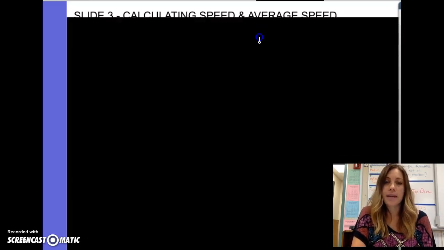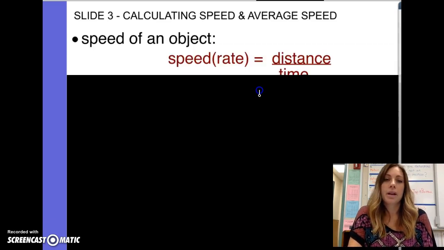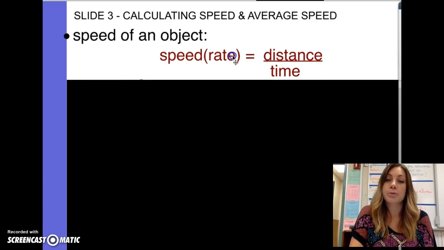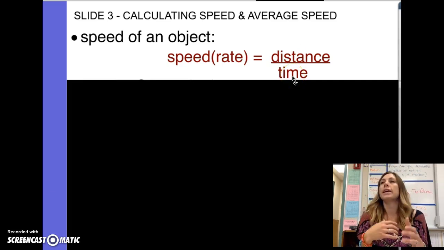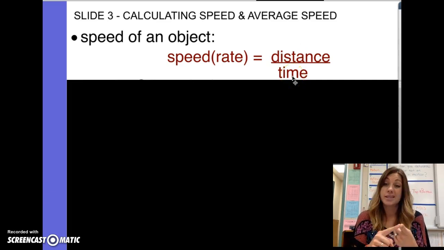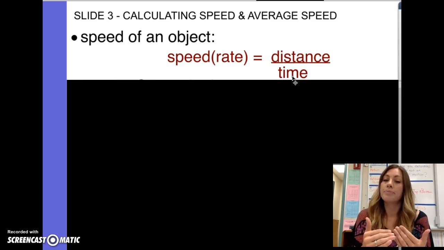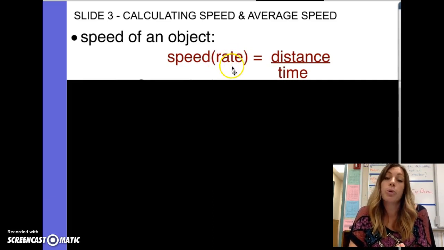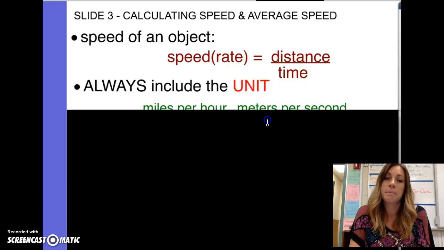Slide three is all about calculating speed and average speed. The speed of an object, the way to calculate it is speed equals distance divided by time. If I'm trying to calculate the speed of an object, I need to know the distance, because that's speed along with the time, and then you would divide them. Something else you need to know is that another word for speed is rate. Some people say that this math formula is rate equals d over t, or distance divided by time.